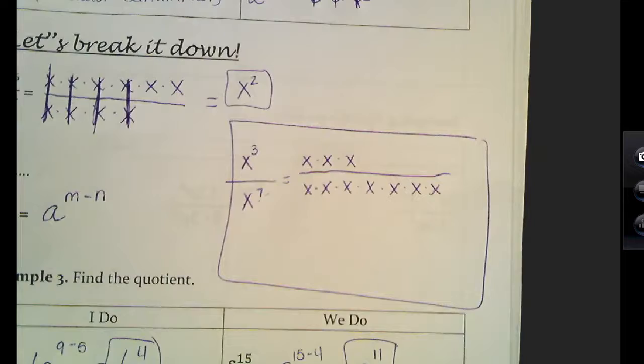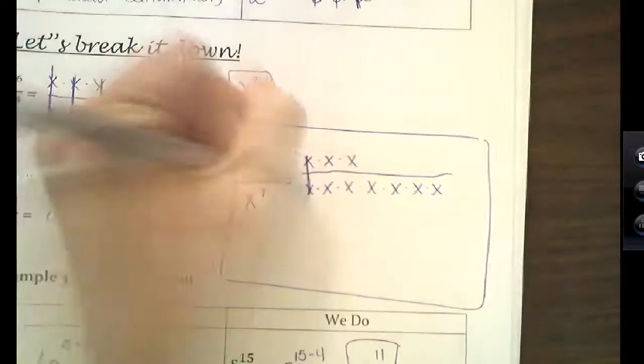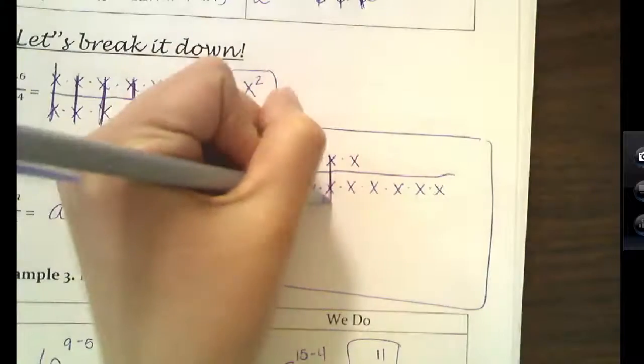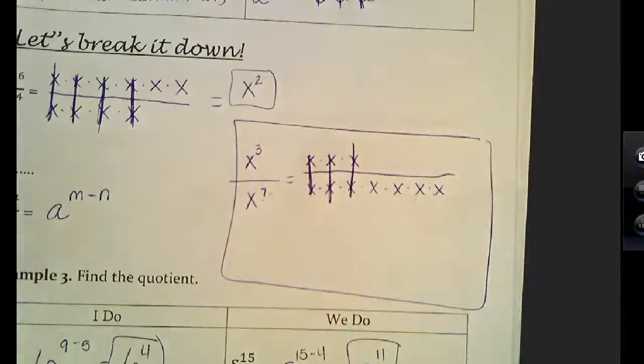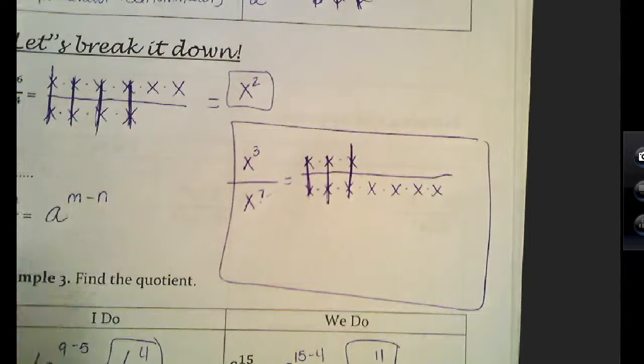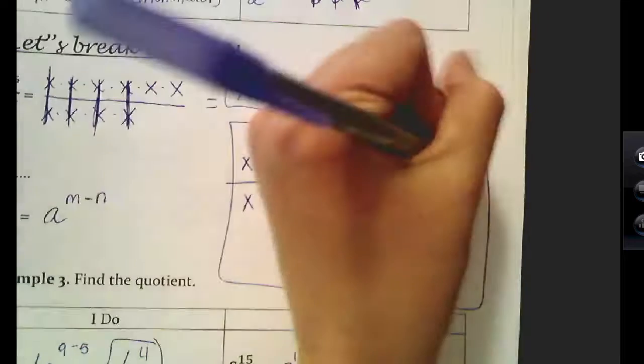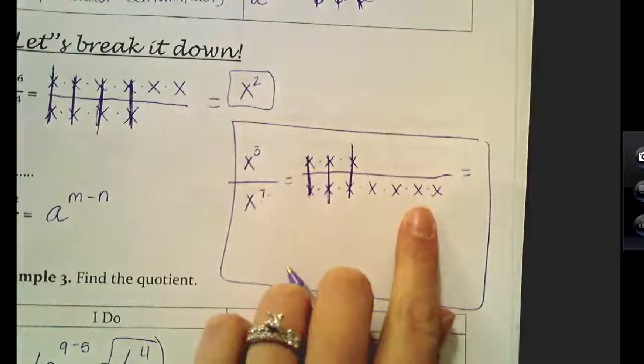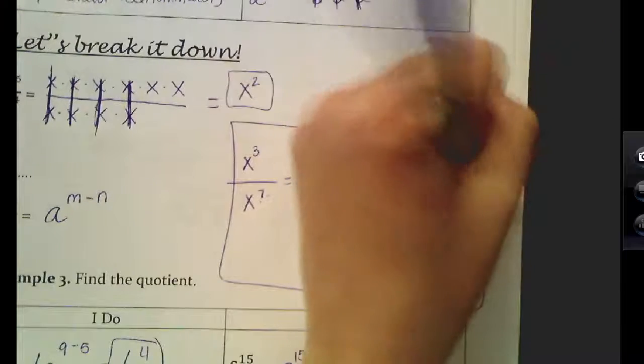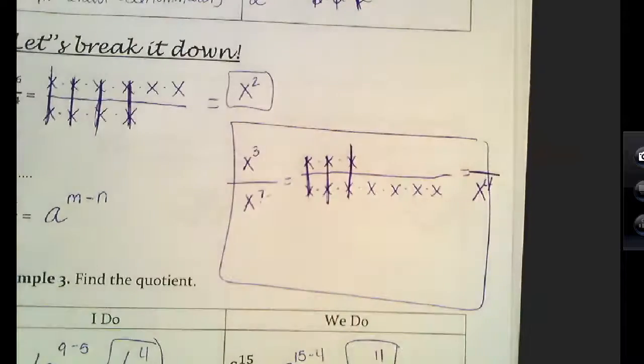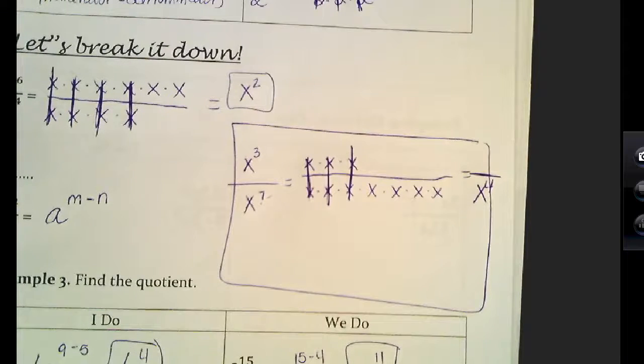Now, let's go ahead and cancel some x's. So we cancel these x's, cancel these x's, and cancel these x's. Where are you noticing the x's are left now? In the denominator. Because we had more in the denominator. How many are left in the denominator? 4. So we're going to put x to the 4th power in our denominator. Because there are 4 x's left in the denominator.